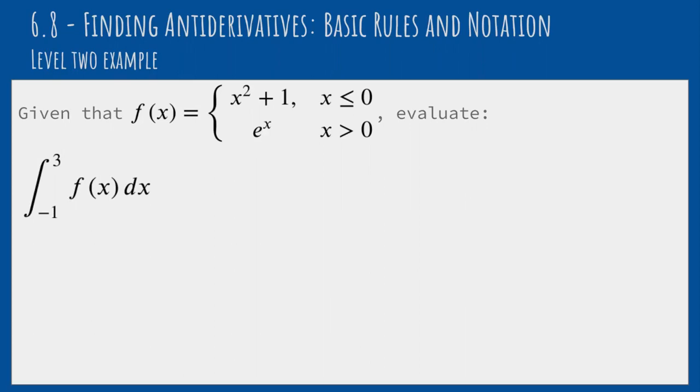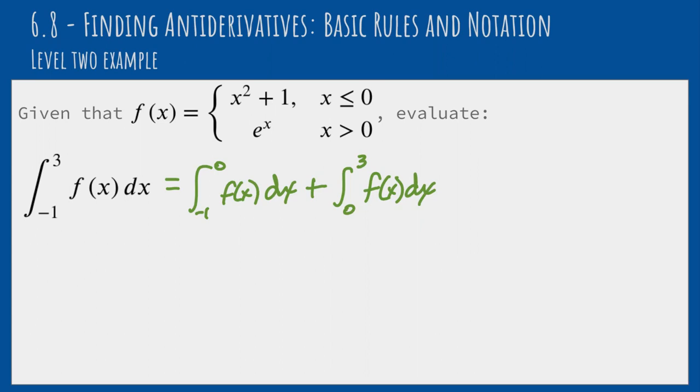Hello, Mr. Betts here. In this example, we want to evaluate a definite integral for a function that is a piecewise defined function. And if you remember our properties of definite integrals, essentially what we can do is split the integral up into two integrals at 0. So we can evaluate this integral from -1 to 0 and from 0 to 3.